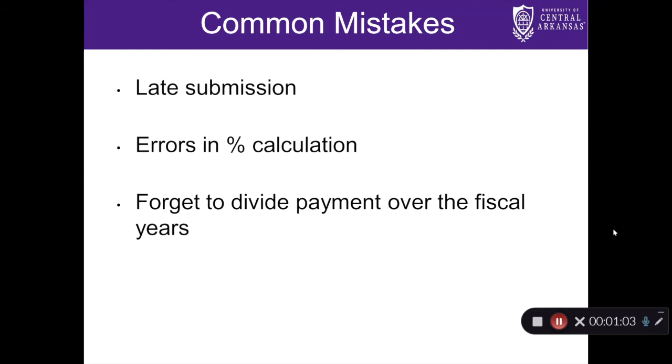And here are some of the common mistakes while submitting the PAFs. First one is late submission. Please keep in mind that it takes around 2 weeks to process the PAFs and obtain all the required signatures. So when the PAFs are not submitted on time, there could be a delay in your graduate assistant payment or many other troubles. So please submit them on time. Sometimes there are also errors in calculating the salary distribution and the percentages. And finally, sometimes the faculty forgets to divide the payment over the fiscal years.